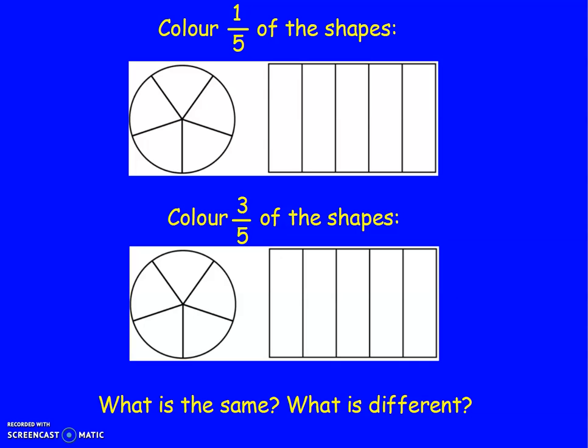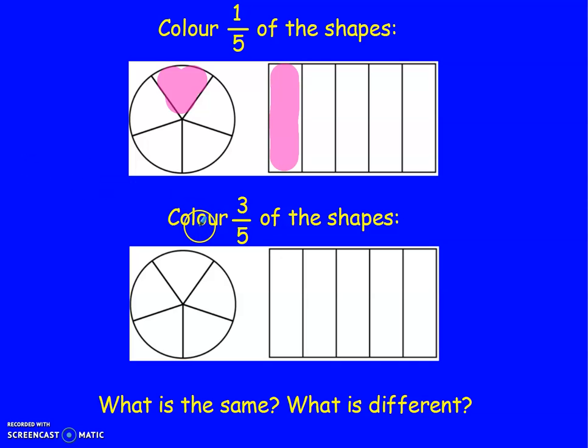Let's have a look at these shapes then. Okay, it's asking us to colour 1/5 of the shapes. So there's 5 equal parts. 1, 2, 3, 4, 5. 1, 2, 3, 4, 5. So there's 5 parts in each shape, and it's asking us to colour 1 of the 5. So on this shape, I'll colour this one, and on this shape, I'll colour this one. So I've coloured 1/5 of the shape.